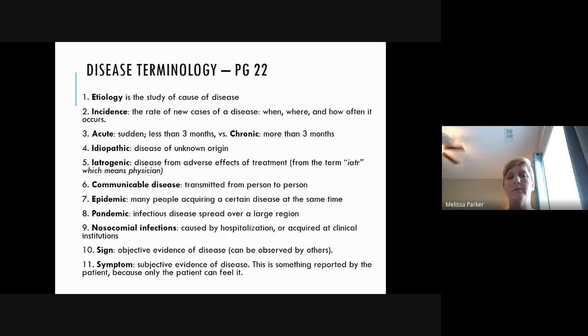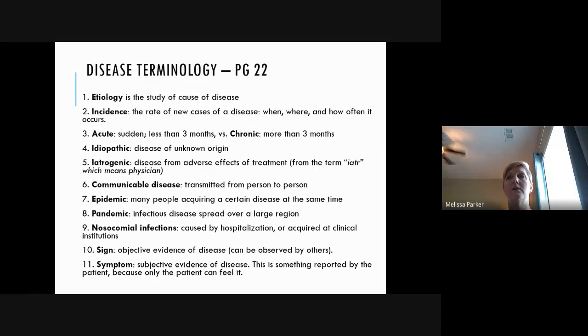Then we have communicable disease. Communicable disease means it's transmitted from person to person. Epidemic. So this is many people acquiring a certain disease at the same time. Pandemic is a larger region, like the COVID-19 that we're experiencing right now is a pandemic. It's a disease that's affecting a large region across the world.